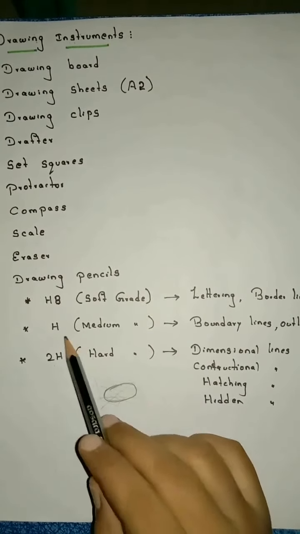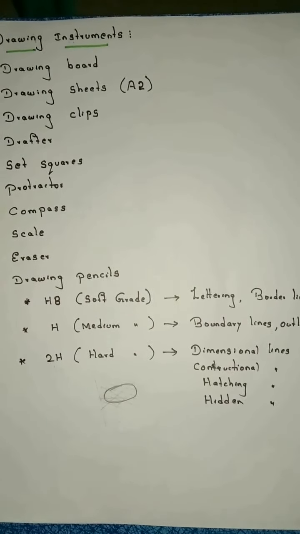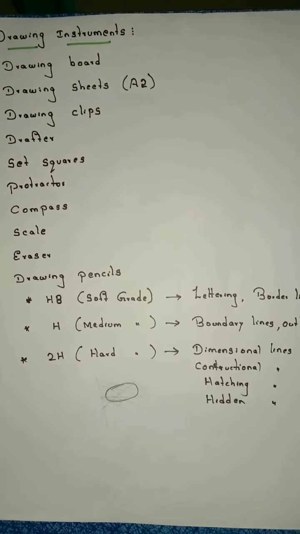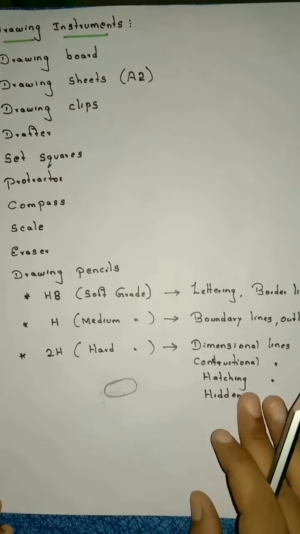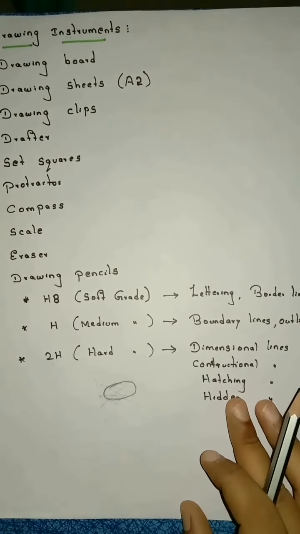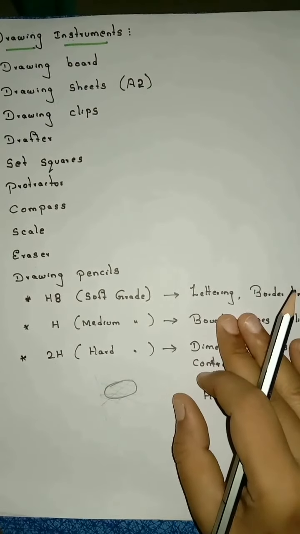To draw the boundary lines, you have to use an H pencil, right? So in order to make the output dark, the constructional lines very light, and to draw the border lines, we are using 3 pencils here, right? So compulsorily you have to use 3 pencils. The drawing pencil is very important, right?